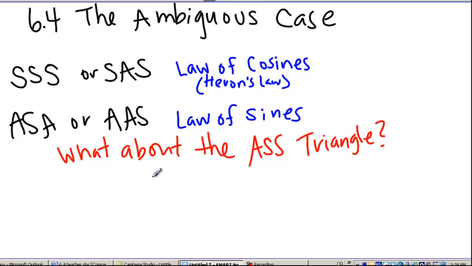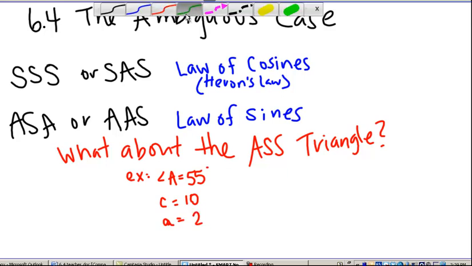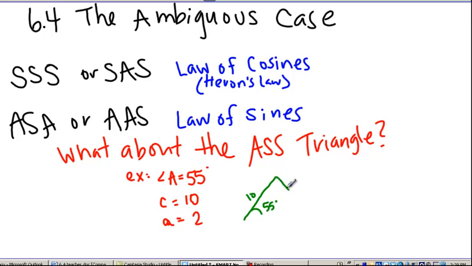Say what you'd be given is that angle A is, let's just go with, 55. Side length C is 10, and then side length A would be like 2. What the drawing would look like is, here's my angle, here's 10, here's 55, and then here's 2.